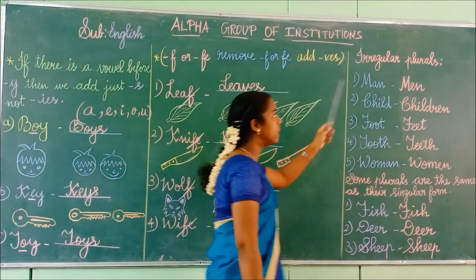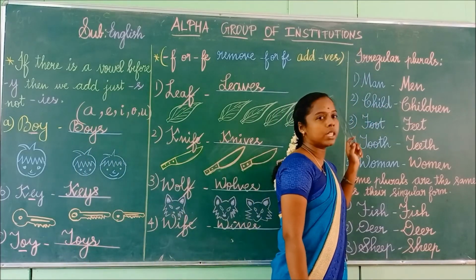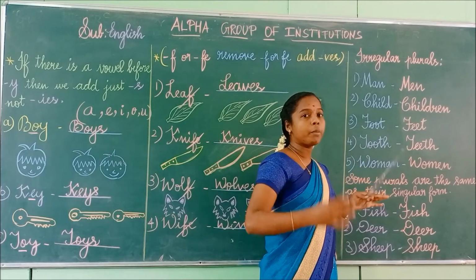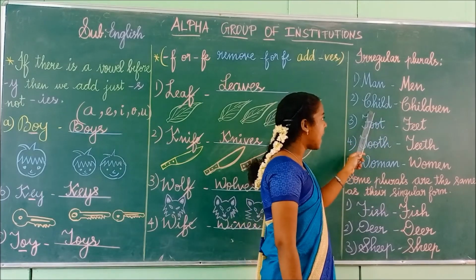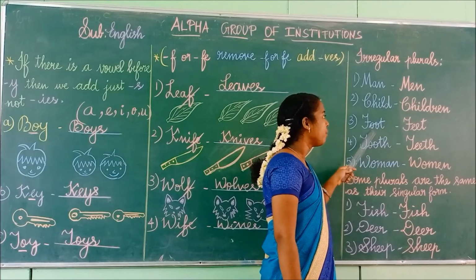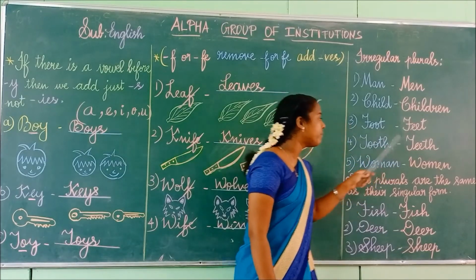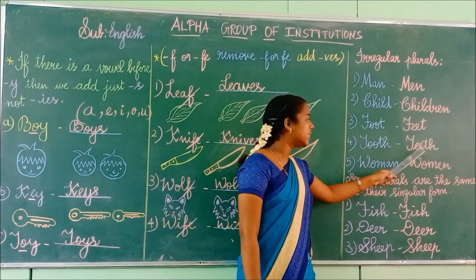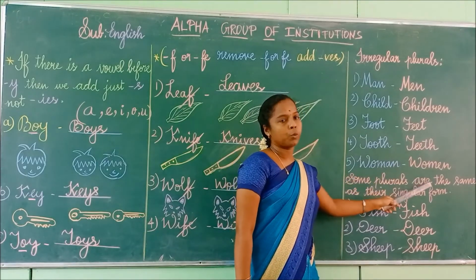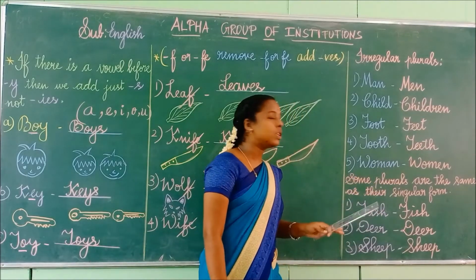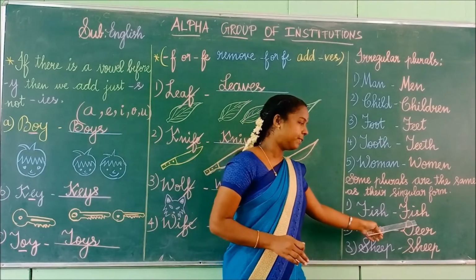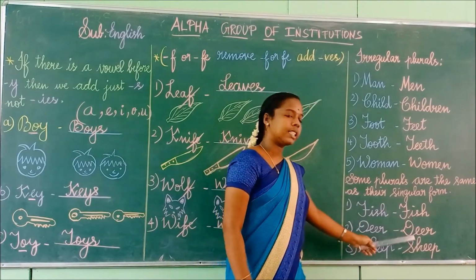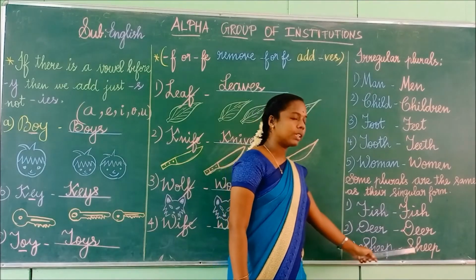And also we have learned irregular plurals. Irregular plurals are formed in an irregular way: man, men, child, children, foot, feet, tooth, teeth, woman, women. And some plurals are the same as their singular noun: fish, fish, deer, deer, sheep, sheep.